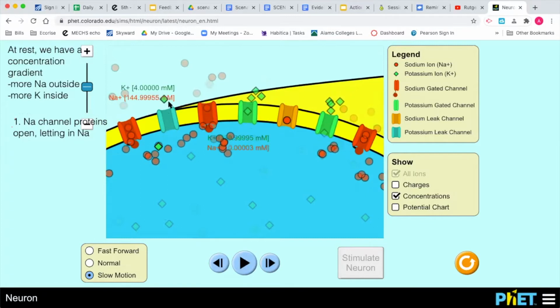Right, now let me bring my concentration back up. Now, okay, you remember sodium right here was at 145? Now we've dropped, right? We're a little bit lower than that. Sodium right here was 10. Now it went up a teeny tiny bit. So we did have a change, right? Yes.